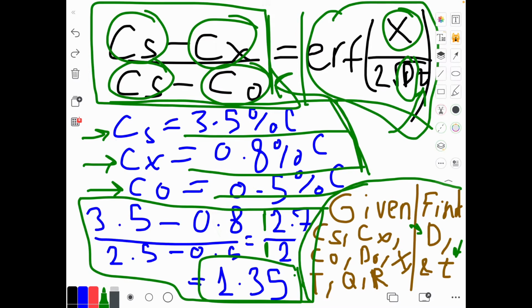Now, in order to find out what is inside here, we have to use interpolation. So, let's go ahead and see how we can solve this problem using interpolation.